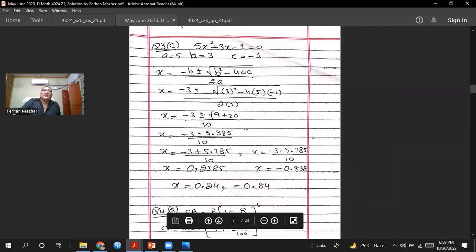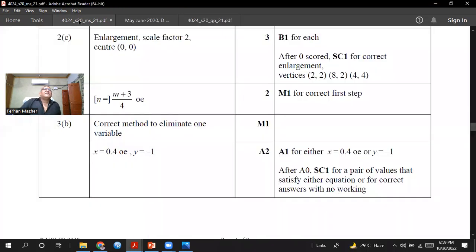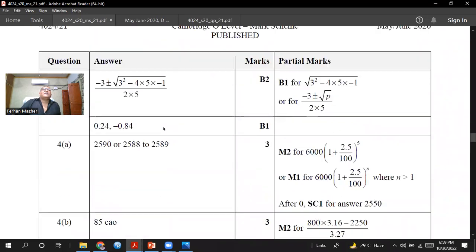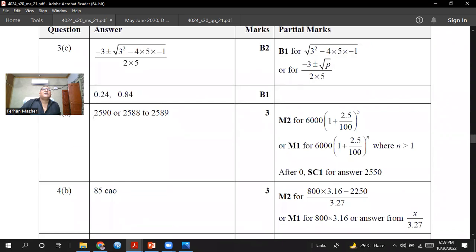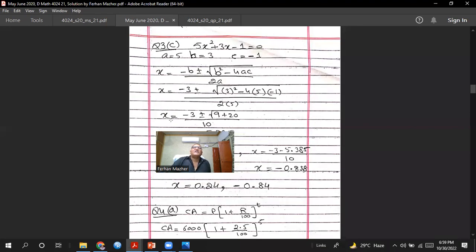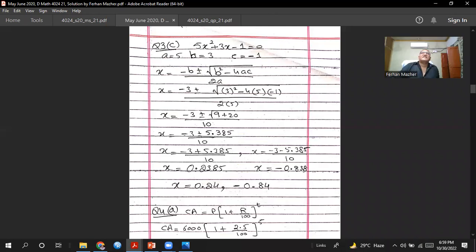And now I hope that you can see the whole question. The whole question is showing up on your screen. That's question number 3, and it's C part. So let's check question number 3, C part. The answers are showing up on your screen. You can see our answers are right. Our answers are the same.